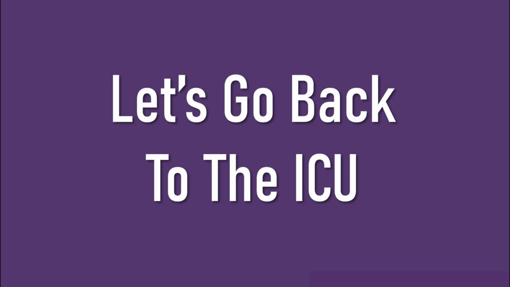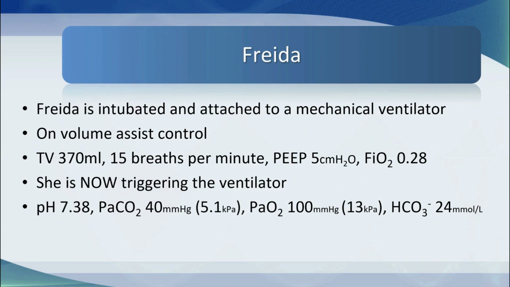Remember Freida. Freida was intubated on a ventilator in volume assist control, and she was getting 370 mils 15 times a minute, some PEEP, and 28% oxygen. So she wasn't breathing, but she was oxygenating pretty well here. Now Freida is triggering the ventilator, and we've decided, well, we really want to move her on. And remember, her blood gas was good. Her CO2 was 40, PO2 was 100, bicarbonate normal, pH was normal.